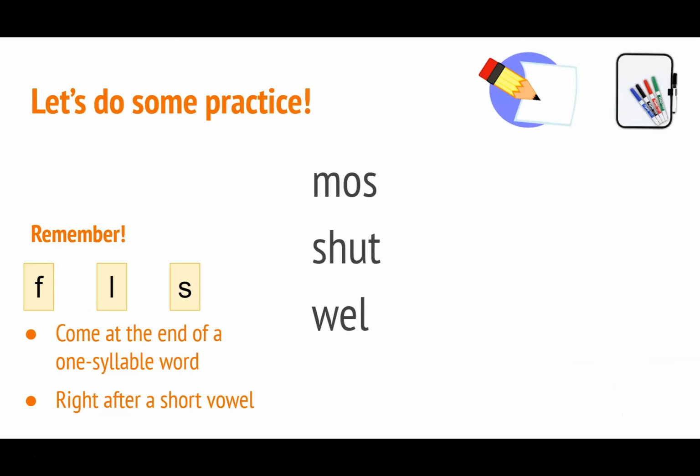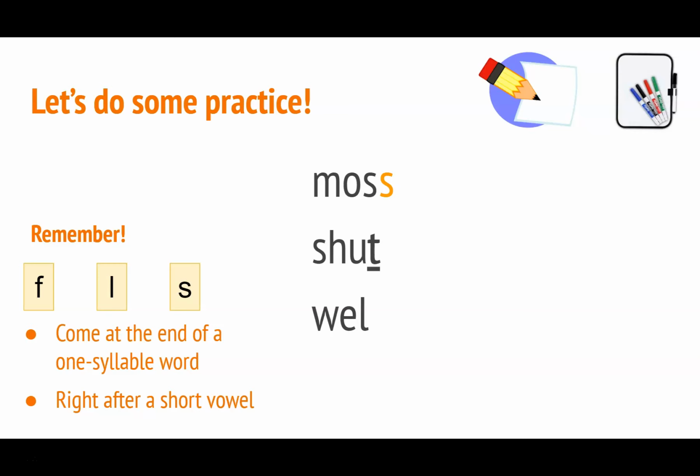Great job! The first word is the word moss. I see it ends in the letter S, and it comes right after the short vowel sound ah. Since S is one of our bonus letters, we'll need to add an extra S. In the next word, I can tap it out. Sh, u, t. To see it says shut. This word ends in T, which is not one of our bonus letters, so we don't need to add anything extra to this word.